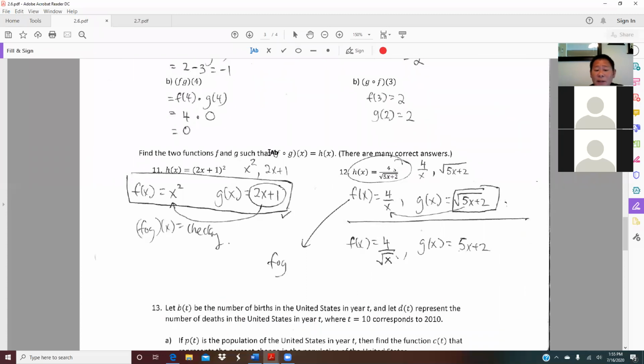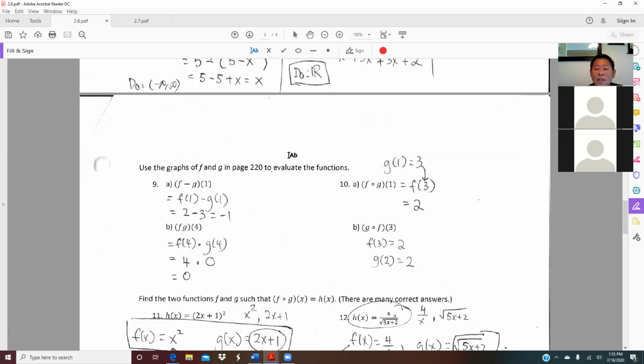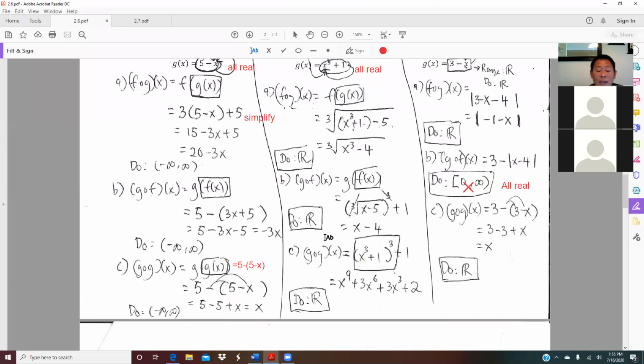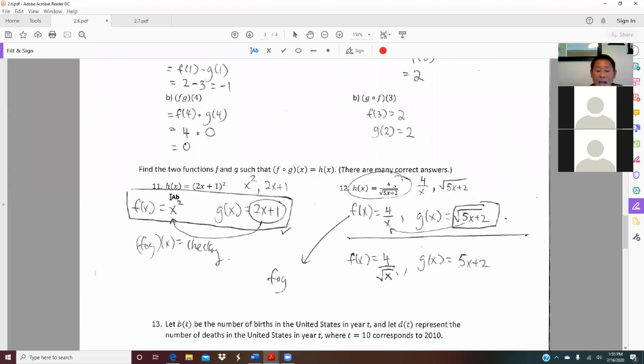The next one is, last time I gave you 2 functions and you gave me the composition. This time I do the opposite. I give you the composition, you have to give me the 2 functions. So how do we do this? It's very easy. First, figure out which one goes first.